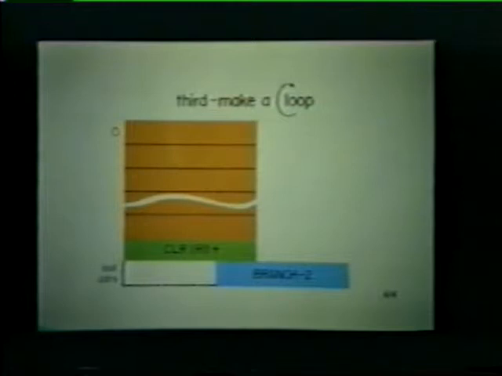Our third and final step is to make a loop so that the program continues running until the entire memory has been cleared. We load a branch -2 instruction into the very last memory location. This instruction causes a branch back to the clear instruction. We can now load the address of the clear instruction into our PC and start this 2-instruction program.